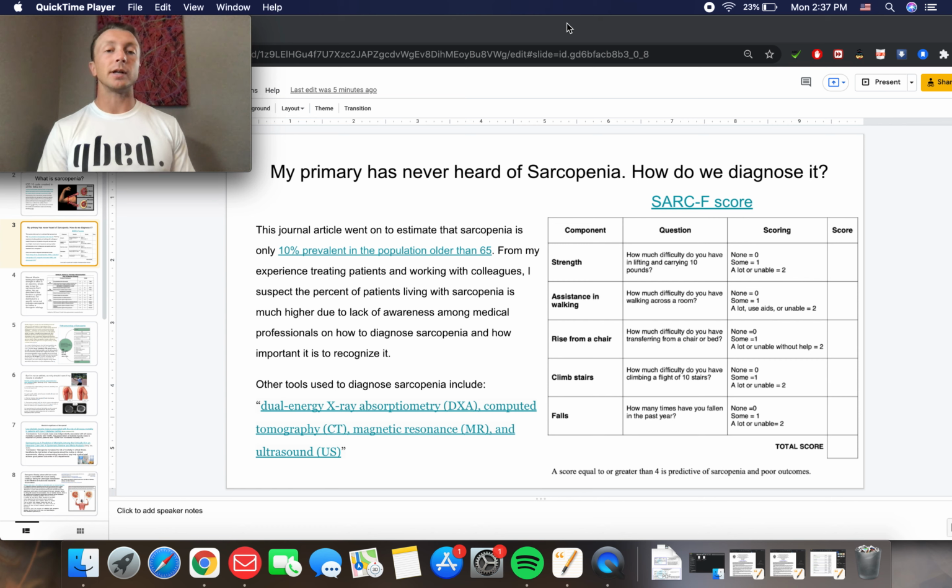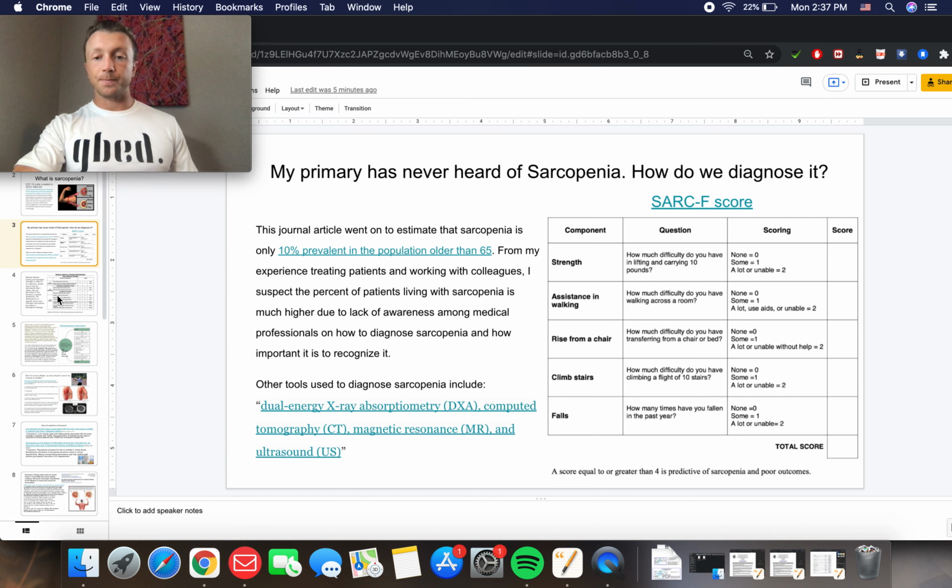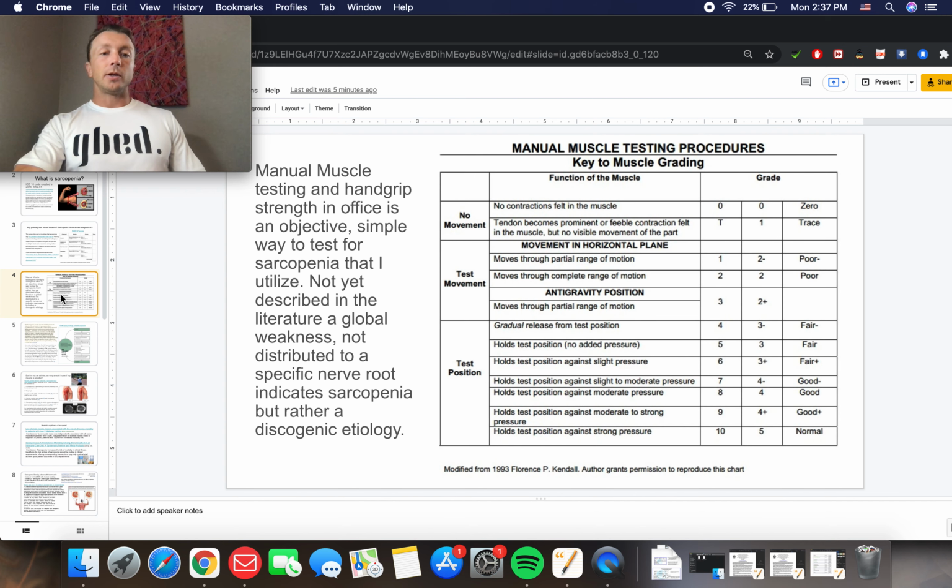You can also do advanced imaging such as DEXA scanning, and this can actually look at the percentage of body fat a person has relative to the percentage of their muscle mass. Other diagnostic imaging, which I'll point out later, include MRI and CT scanning, and ultrasound as well. You can do muscle grading tests.